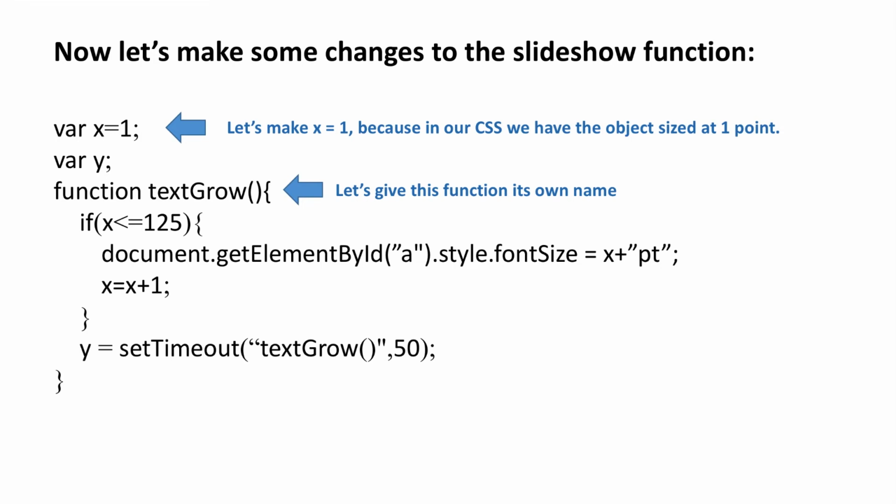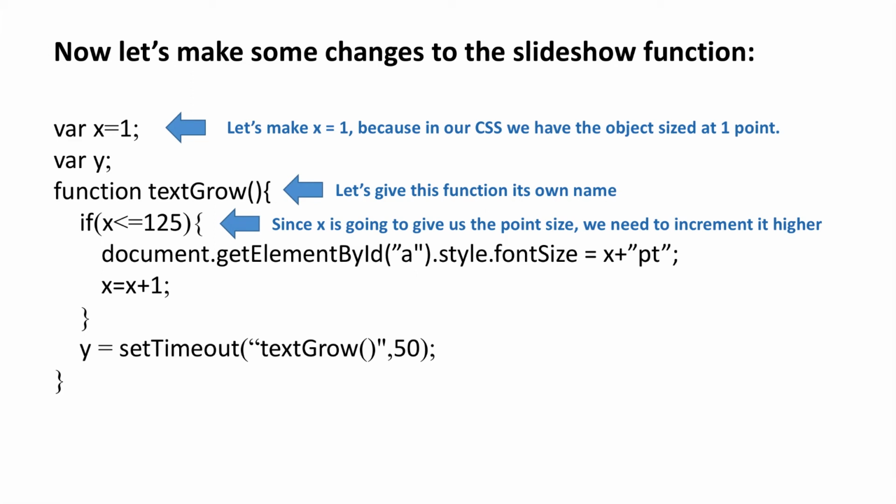Now down here we don't need an else statement because we don't want this thing to repeat over and over and over. We only want the text to grow once and then stop. And then we do a set timeout. Don't forget to change the function name here, because in the old function it was the slideshow name.